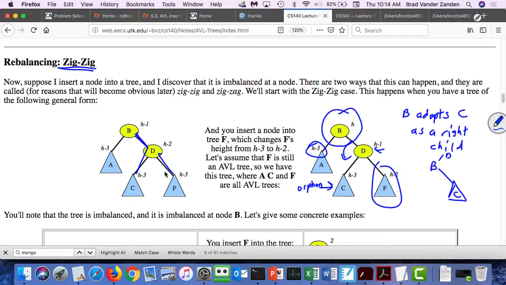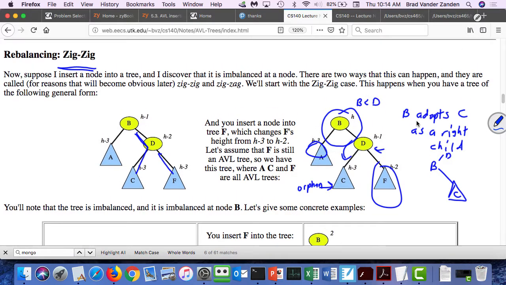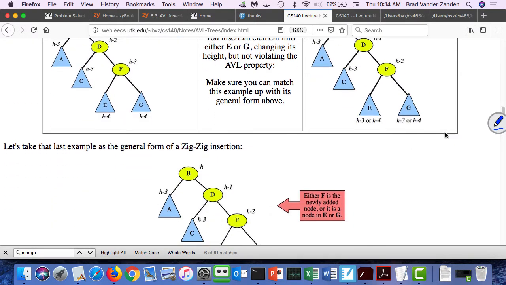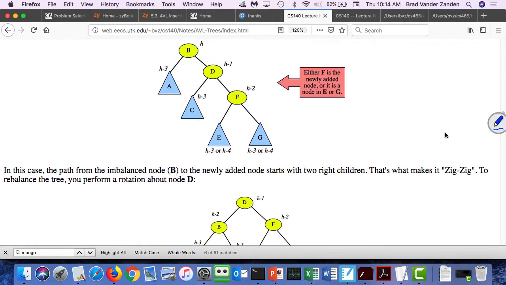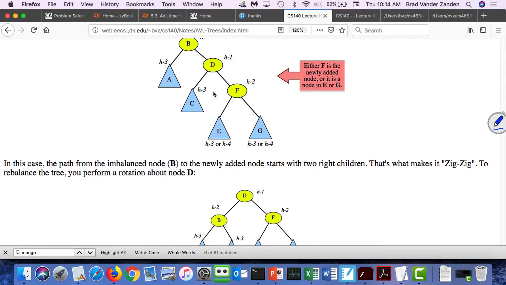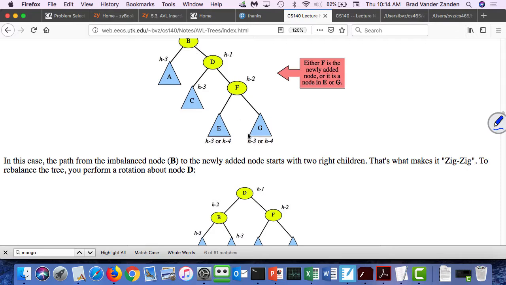When we do all of that, we end up... you actually show it. Yep. So he does his single rotation. B comes down. So right here, B is going to come down. It's a child of D. It's adopting C. So you can see right here that B adopted C as its right child. F still has E and G as its two children.